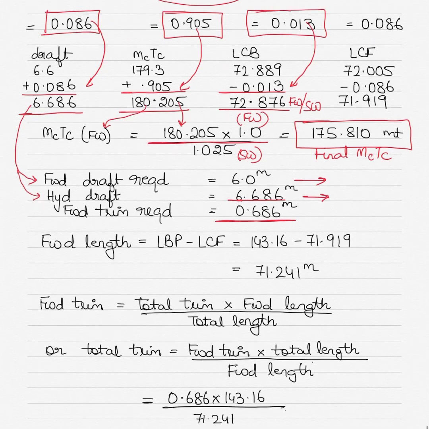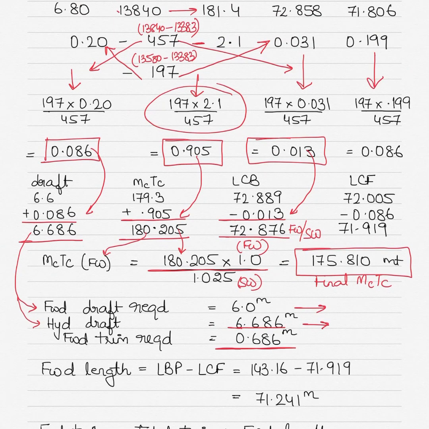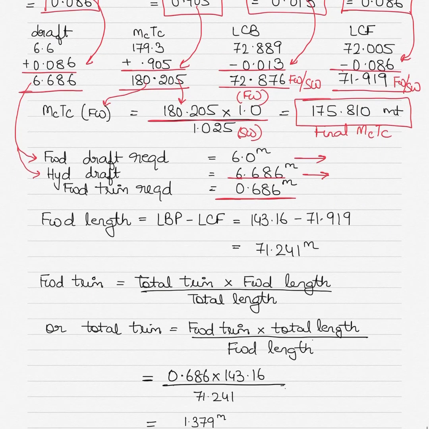meters. Alright, so you also calculate the LCF by the above interpolation. I will not take you through all that again. LCF is also decreasing with increase in displacement, so you will subtract it from the LCF for the displacement of 13383 to get the final LCF value. This will be the same for freshwater and seawater, because this is also in meters. Now forward length will be equal to LBP minus LCF. So length between perpendiculars, you know it's 143.16 minus the LCF that you calculated above will give you a forward length of 71.241 meters.